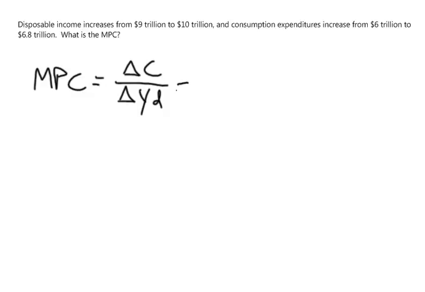So, our disposable income went from 9 trillion to 10 trillion, so that's a change of 1. And consumption expenditures increased from 6 to 6.8, so 0.8. Well, anything divided by 1 is just itself, so our marginal propensity to consume would be 0.8.